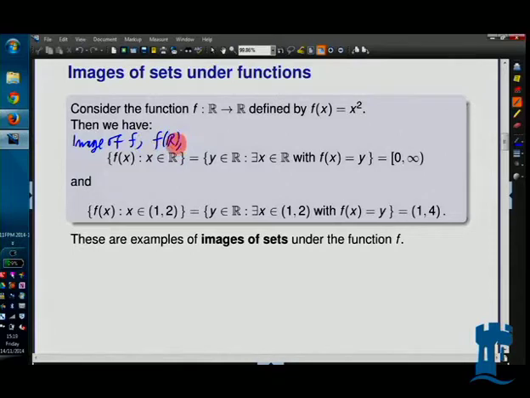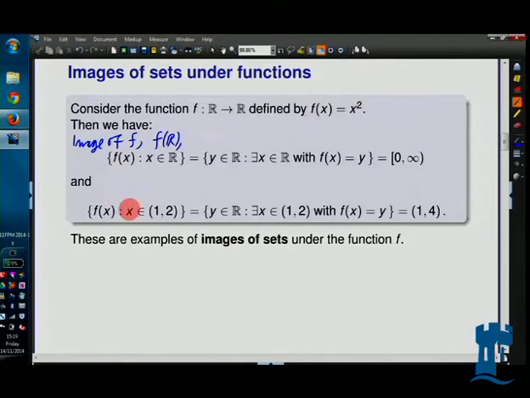So the image of the function f on R, that's the set of all things you can get to, f of x where x is in R. Those are the real numbers which you can get to by something from somewhere. And in this case, we know what you get is all the non-negative real numbers.